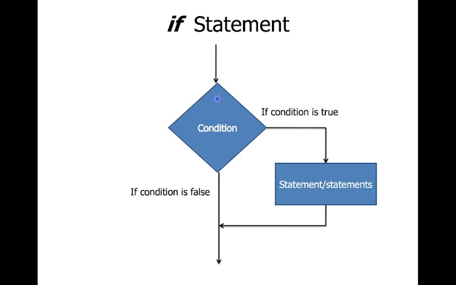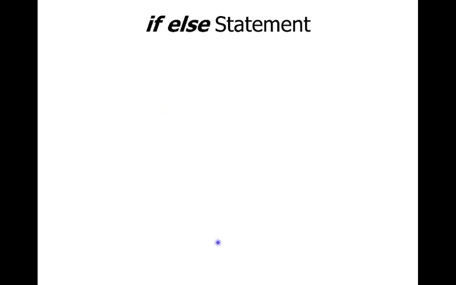So this was the if statement we have seen. In the if statement, we will check the condition. If the condition is true, then the statement or set of statements will be executed, and it will return to the next statement after the braces. And if the condition is false, then it will not execute anything. It will execute the statement after the brace.